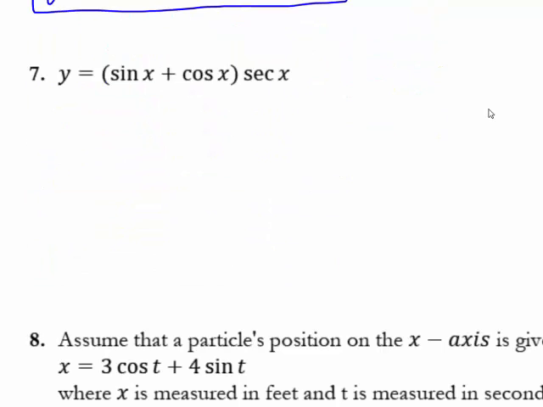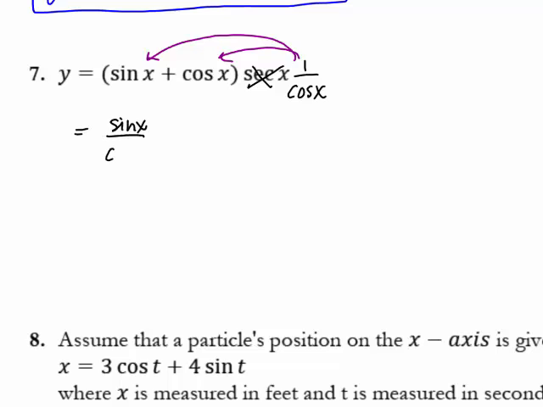Now the next problem, y equals sine x plus cosine x times secant. Maybe that will simplify. For example, secant is none other than 1 over cosine x. So if I were to take 1 over cosine x and distribute through here, let's see what we get. Remember, we did not differentiate y, we're just rewriting it. That would be sine over cosine plus cosine over cosine.